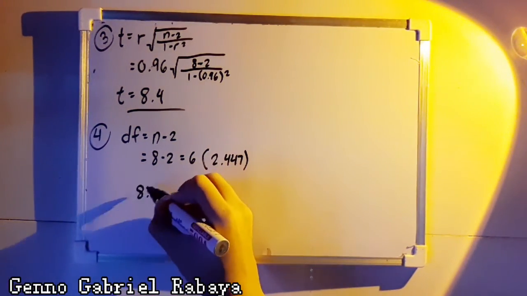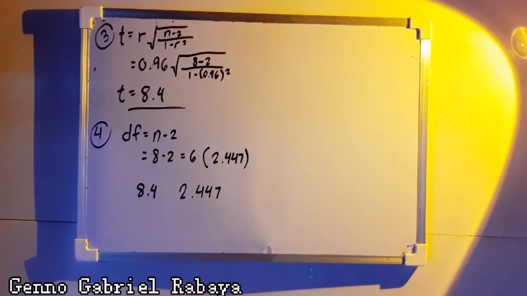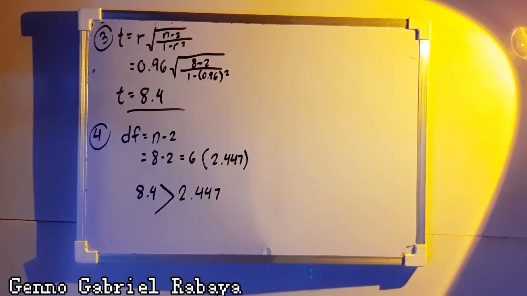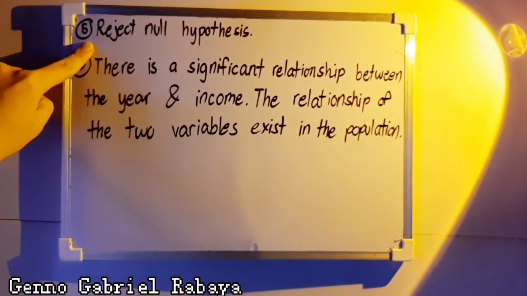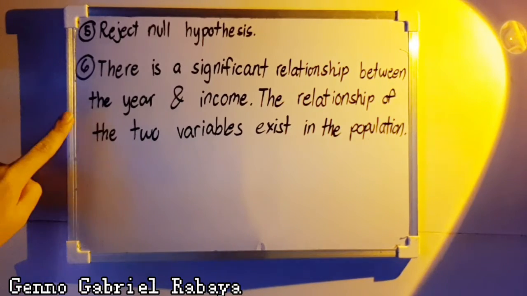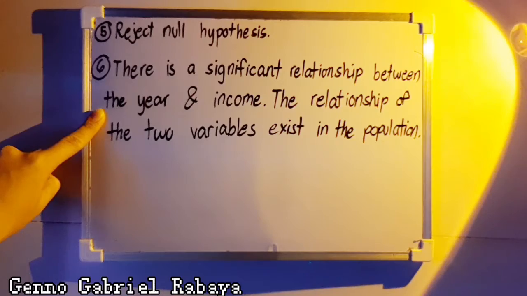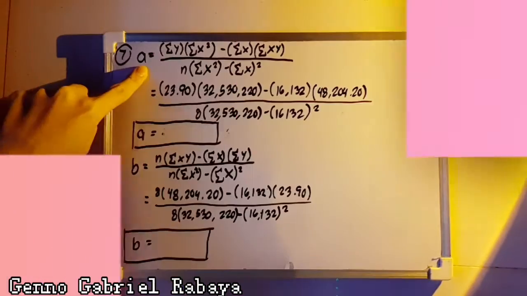Then we are going to compare the computed t value to the critical values. Here, 8.4 is greater than 2.447. Next, we're going to state that we reject the null hypothesis. Then we're going to state that there is a significant relationship between the year and income, and the relationship of the two variables exists in the population.